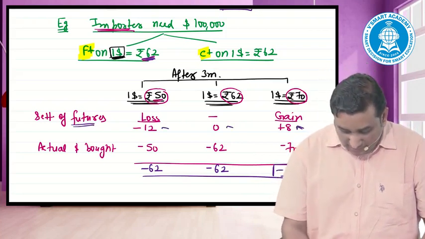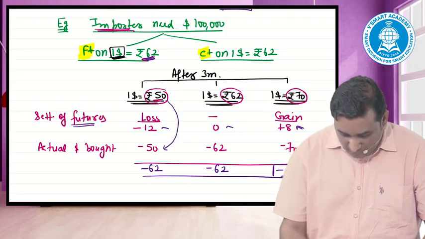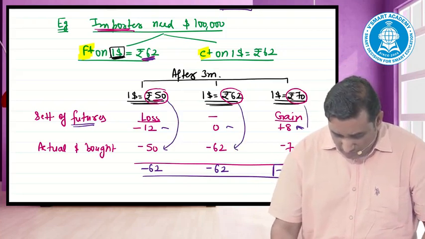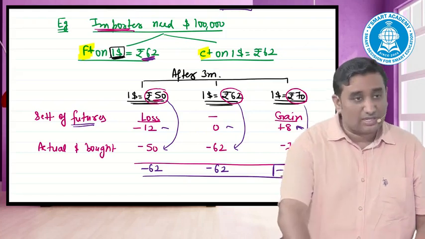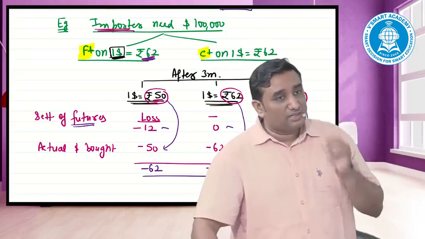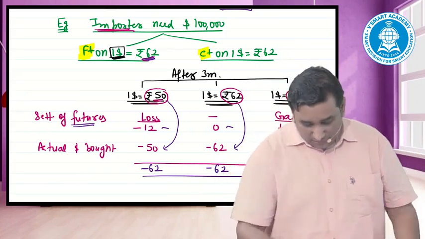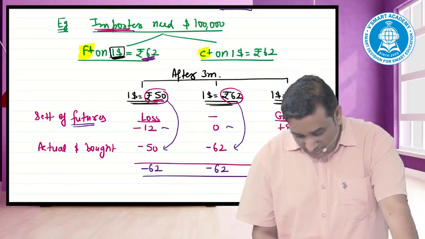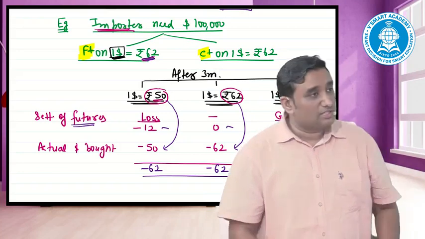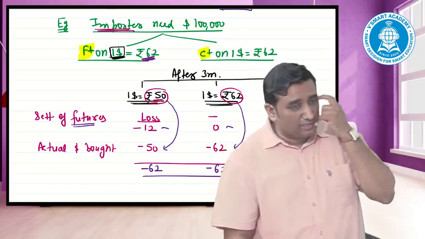This is when I went to the cash market to buy, actually it was 50 rupees. This was 62 and this was what? 70 rupees. It was actually buying of the dollars. Now in the third case, my fear was rate goes up, rate went up. But even though rate went up to 70, the compensation has been done by what? Futures market.